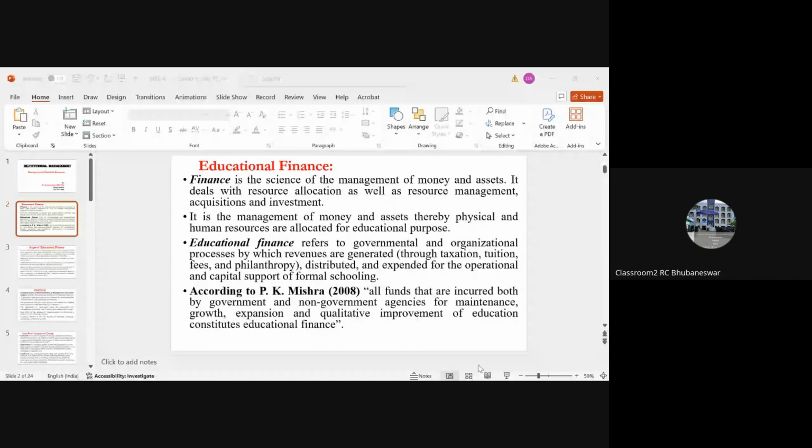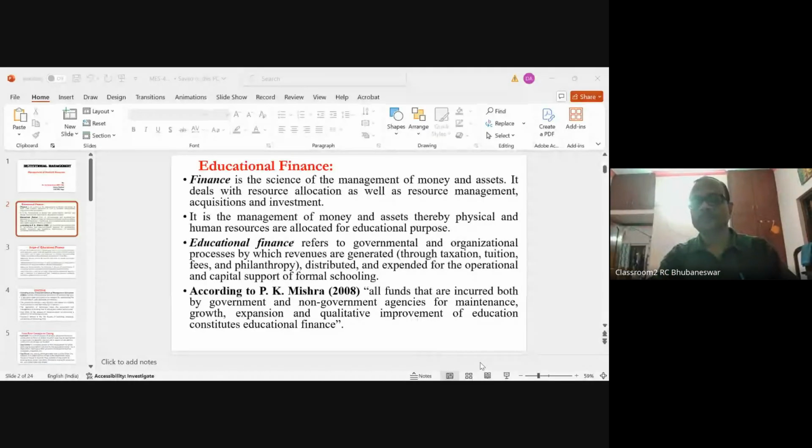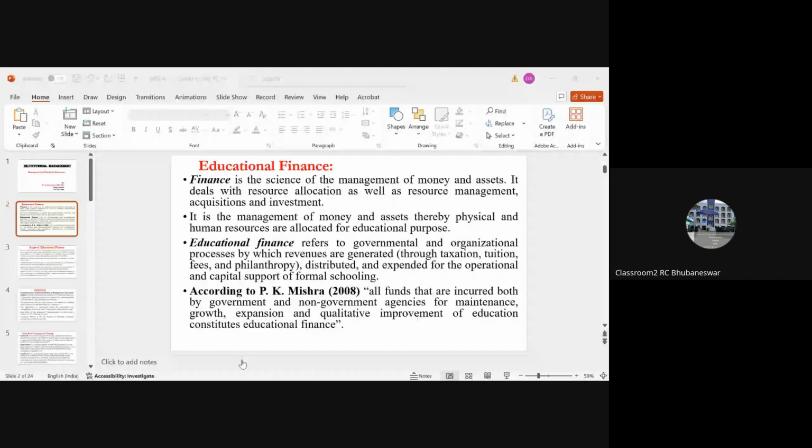Unit 6 is educational finance, its meaning, importance and scope. Finance is the science of management of money and assets. One is money, another is asset. Asset means the infrastructure that is available in our colleges or schools.